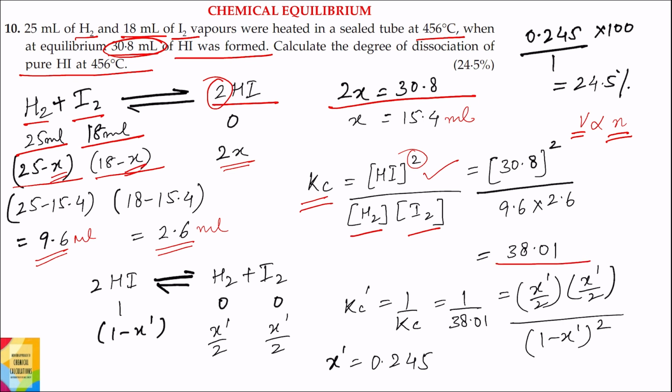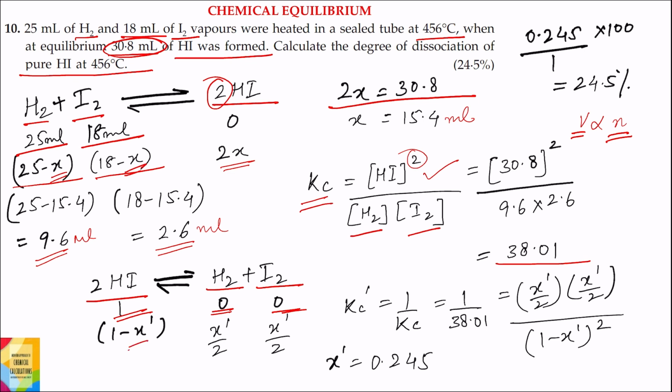Now in the question it has been asked that what is the degree of dissociation of pure hydrogen iodide. Now degree of dissociation means what is the amount of hydrogen iodide dissociated out of 1 mole of hydrogen iodide. Now according to the balanced equation, 2 moles of hydrogen iodide dissociates to form 1 mole of hydrogen and 1 mole of iodine. Now if initially 1 mole of hydrogen iodide is present and 0 moles of hydrogen and 0 moles of iodine is present.